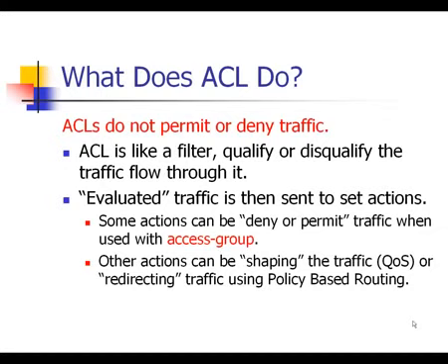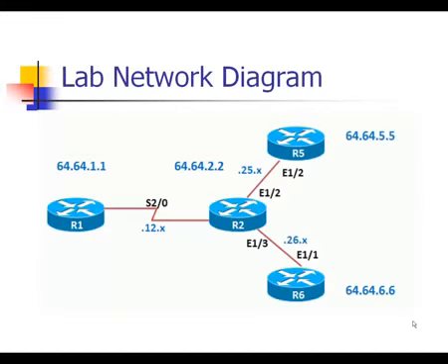An access list is like a filter. It qualifies or disqualifies the traffic flowing through it. The evaluated traffic is then sent to set actions. Some actions can be deny or permit traffic when used with an access group. Other actions can be shaping the traffic, like quality of service, or redirecting the traffic using policy-based routing. We've done enough talking. Let's get our hands dirty and play with the labs.